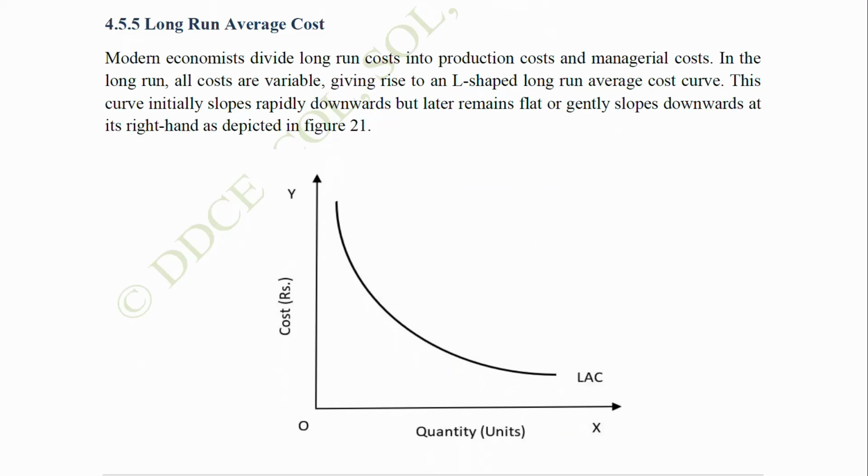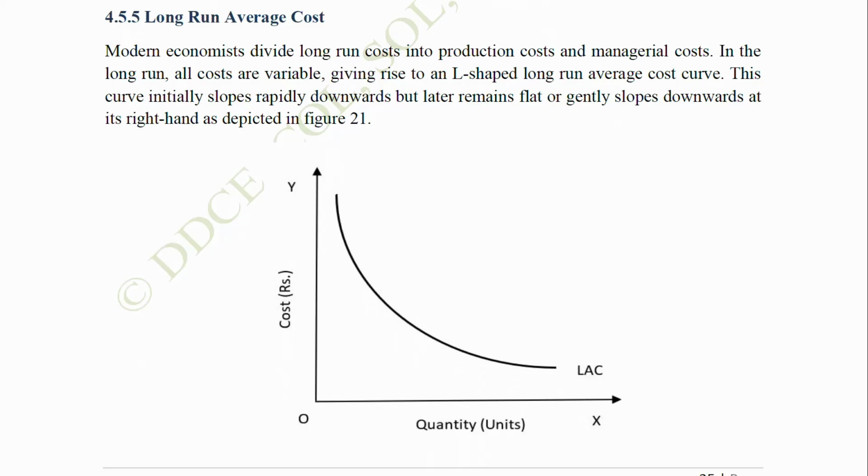4.5.5 Long-run average cost. Modern economists divide long-run costs into production costs and managerial costs. In the long run, all costs are variable, giving rise to an L-shaped long-run average cost curve. This curve initially slopes rapidly downwards but later remains flat or gently slopes downwards at its right hand, as depicted in Figure 21.